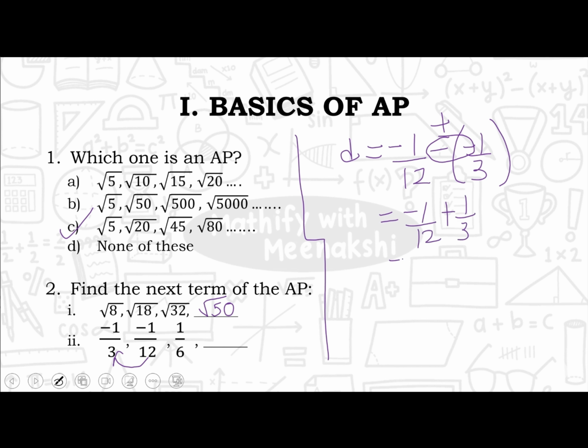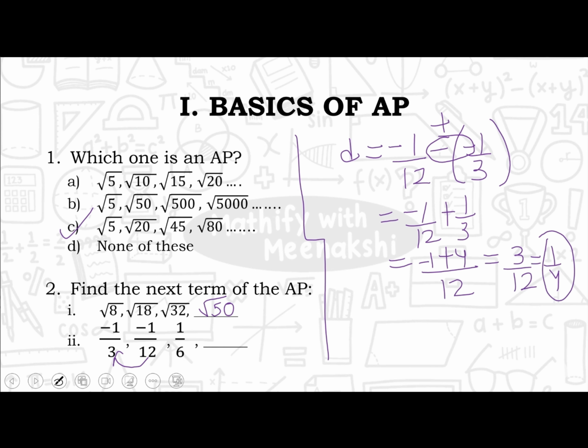Now we know the LCM of 12 and 3, as 3 is a factor of 12, so directly 12 is LCM. So you can copy the numerator of 12, that is minus 1. Here it's 3 into 4, so you will write directly 4. So that is 3 by 12. And what is 3 by 12? It's 1 by 4. So your D is 1 by 4.